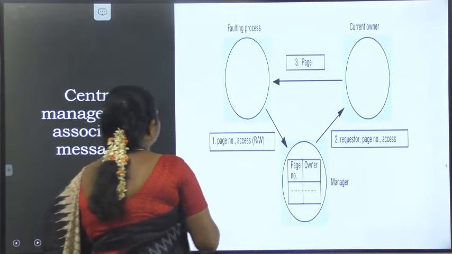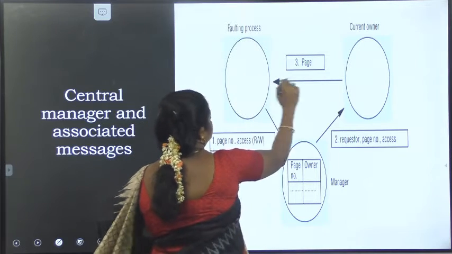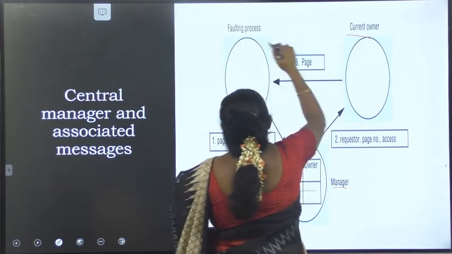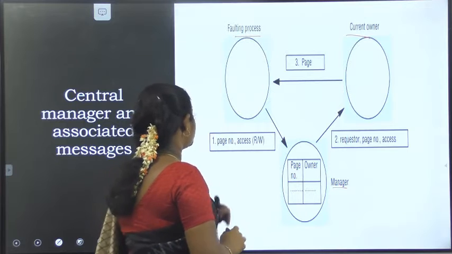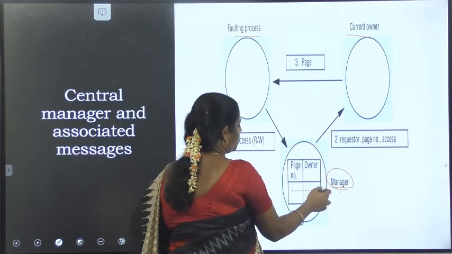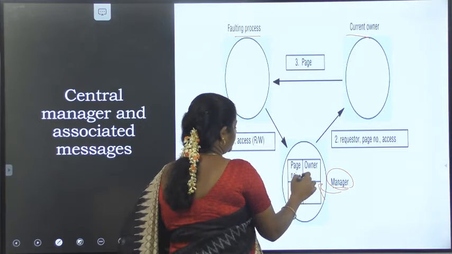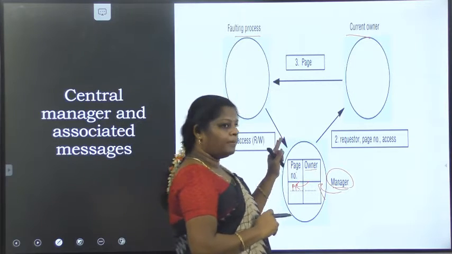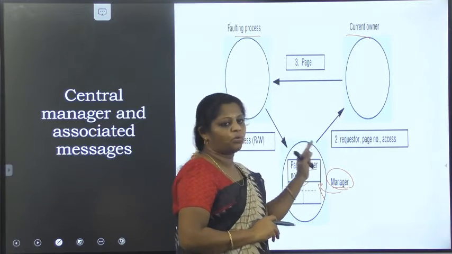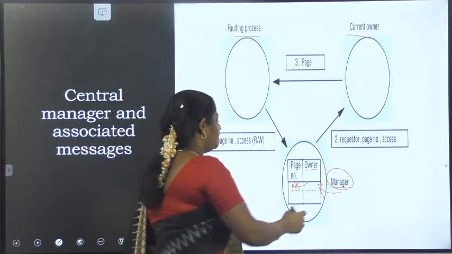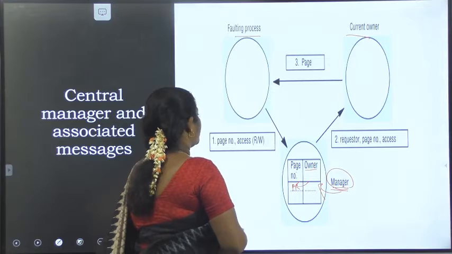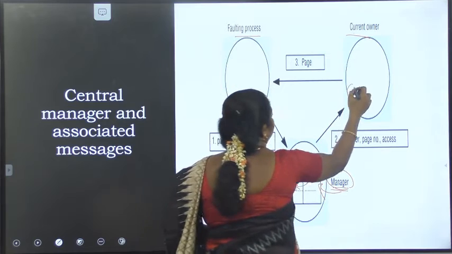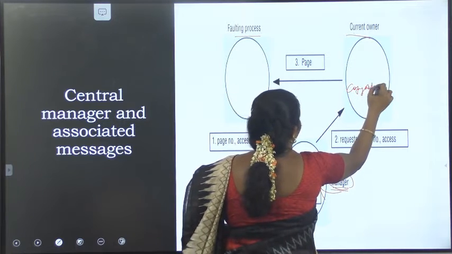See this diagram here. We have a faulting process, the current owner, and a manager. The manager holds the particular page number and the owner of the page. This is the data maintained by the manager. And what will the owner maintain? The owner will maintain the copy set of P.